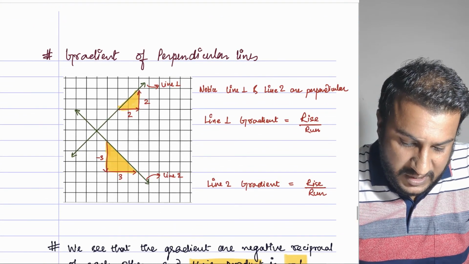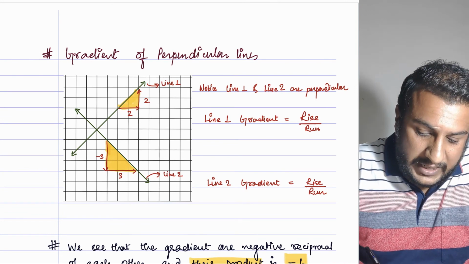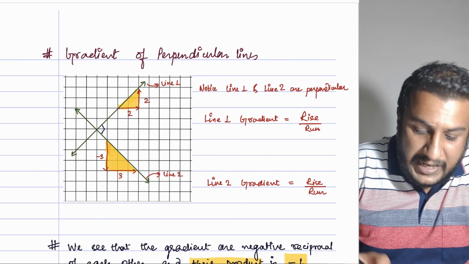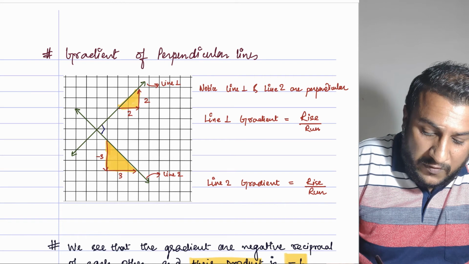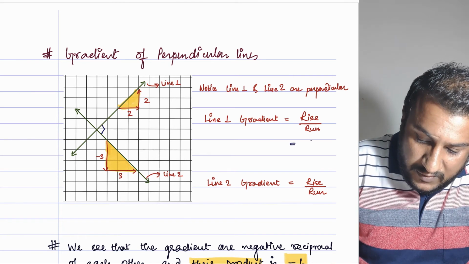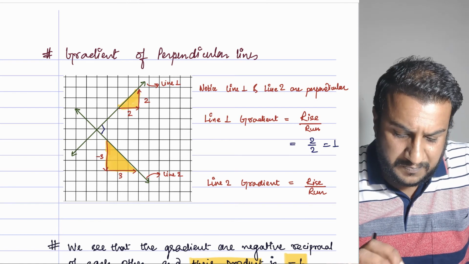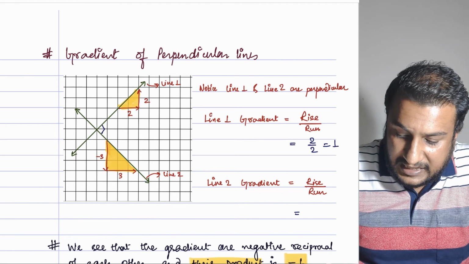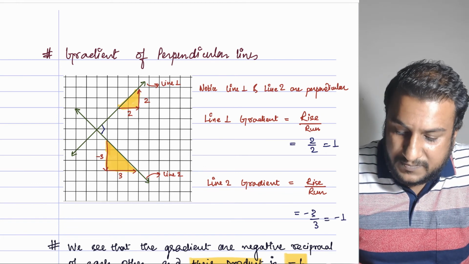Now let's look at this. What is the gradient of perpendicular lines? If you are looking at gradients of perpendicular lines, I can clearly see that line 1 is perpendicular to line 2. Now if we figure out the slope of line 1, which is rise over run, 2 divided by 2 is 1. Clear? And for line 2, I can see what the rise is. Rise is negative 3 and run is 3, which is negative 1.